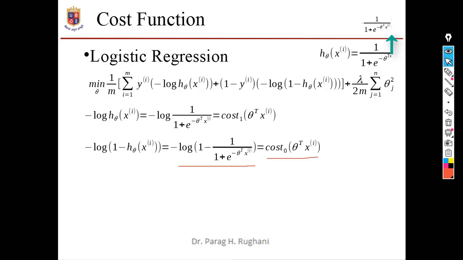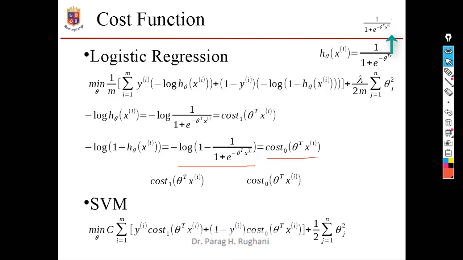So by taking these two new terms, cost 1 theta transpose x of i and cost 0 theta transpose x of i, let us try to write the SVM function, which is a modified version of the logistic regression cost function. So the SVM cost function is something like: C summation over i equal to 1 to m of y i cost 1 theta transpose x of i plus 1 minus y i cost 0 theta transpose x of i, plus 1 upon 2 summation over j equal to 1 to n of theta j squared.